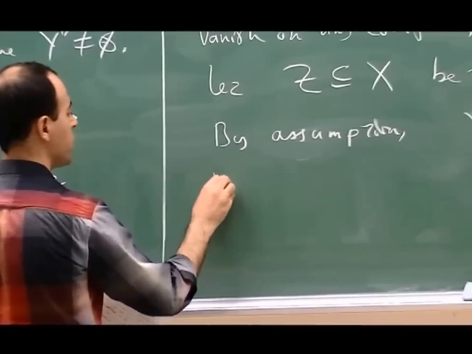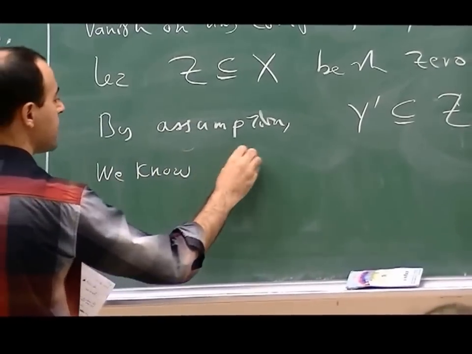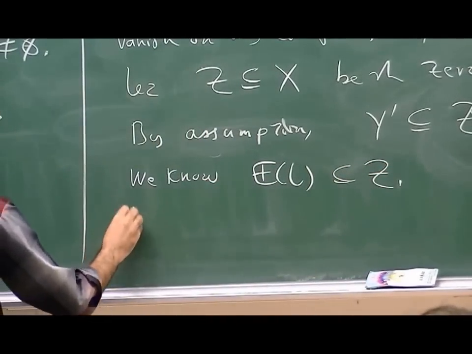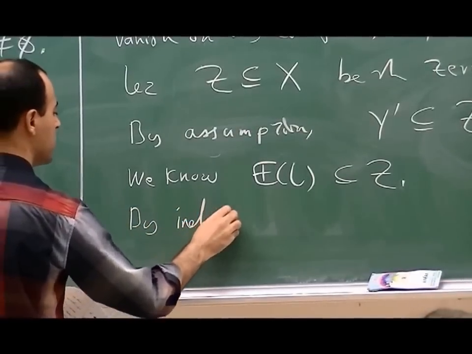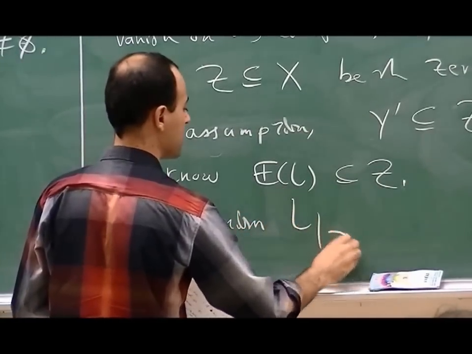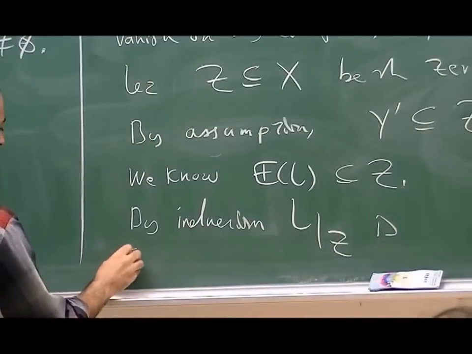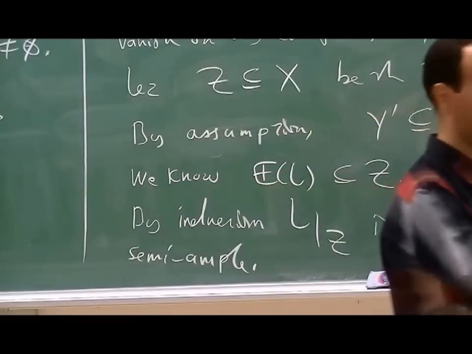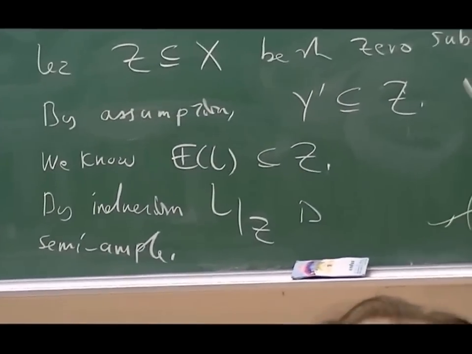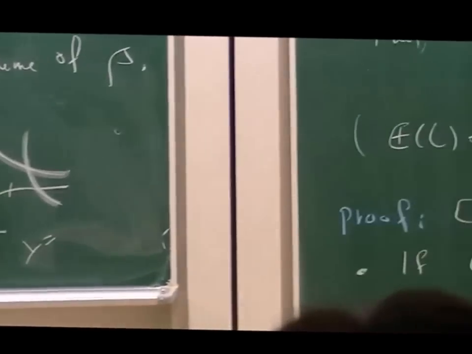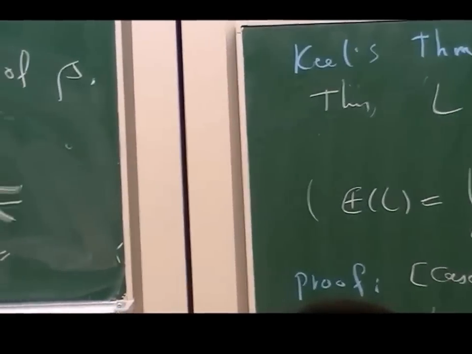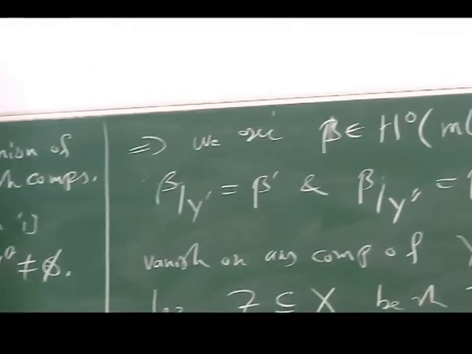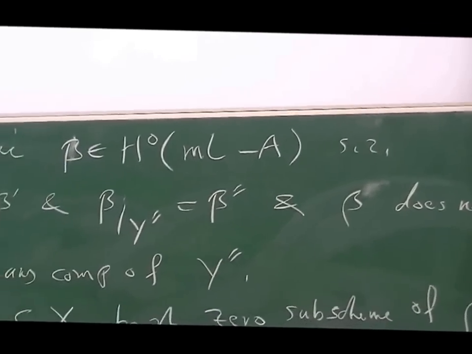So again, as before, we also know that the exceptional set of L is inside the set Z. So by induction then, we know that L restricted to Z is already semi-ample. And then I need to lift this semi-ampleness to the whole space. So we already really used some elementary algebra here.